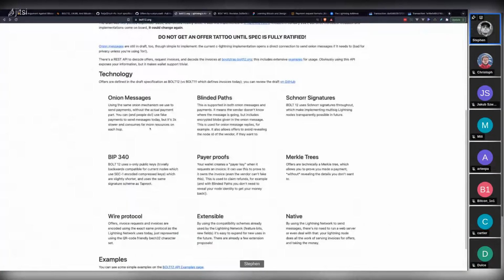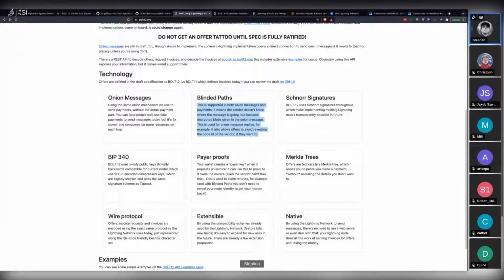One thing you'll notice here is that Bolt 12 supports Schnorr signatures. So I think that is probably going to add an extra layer of privacy to Lightning if people are using Schnorr and Taproot. There are also things called blinded paths, which, the way I understand it, means you can pay a Lightning node without really knowing who you're paying.